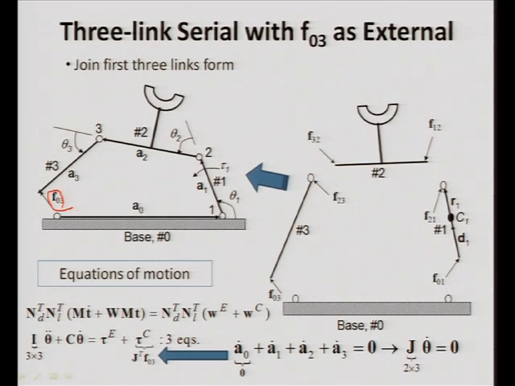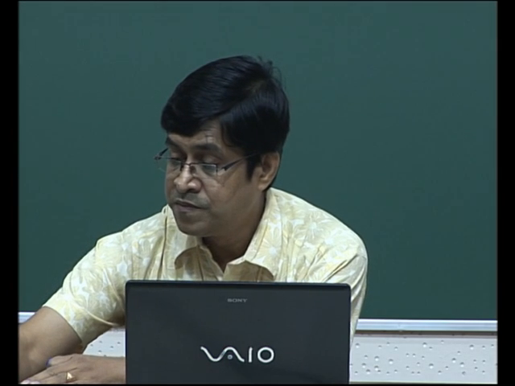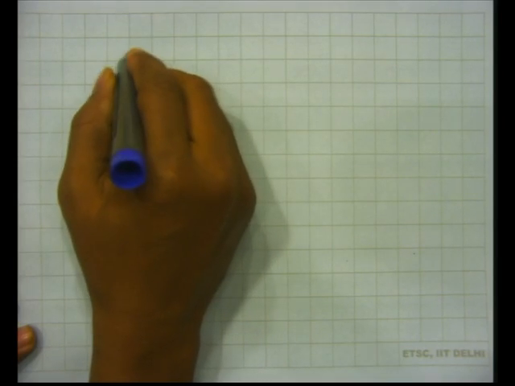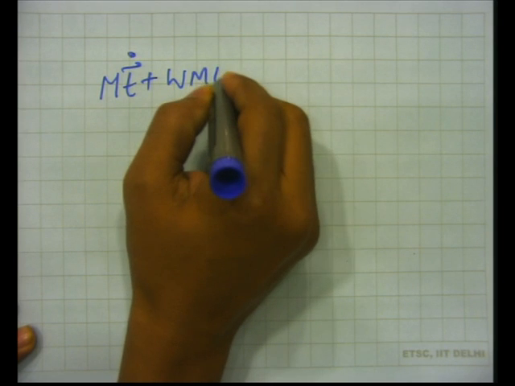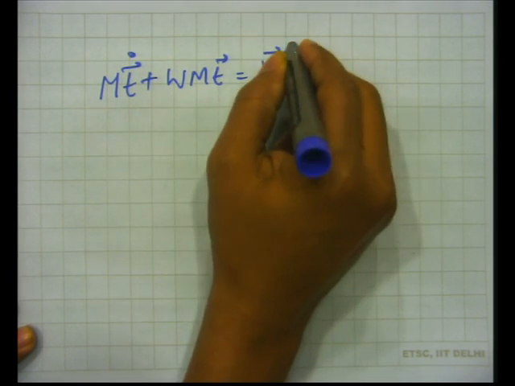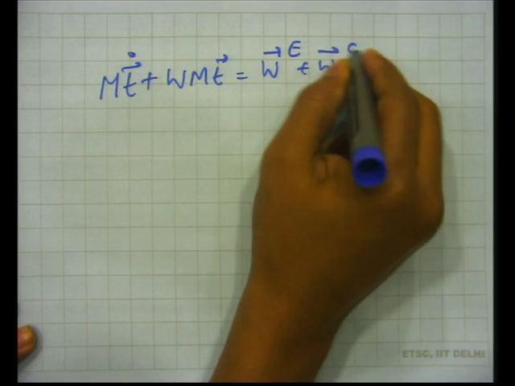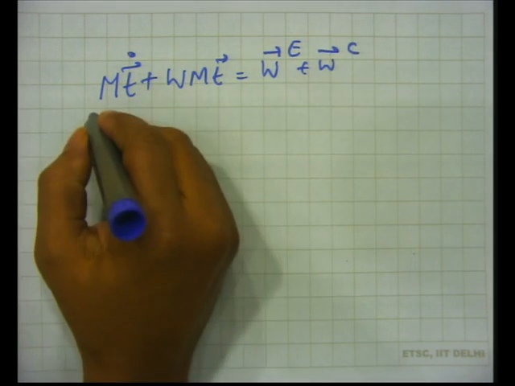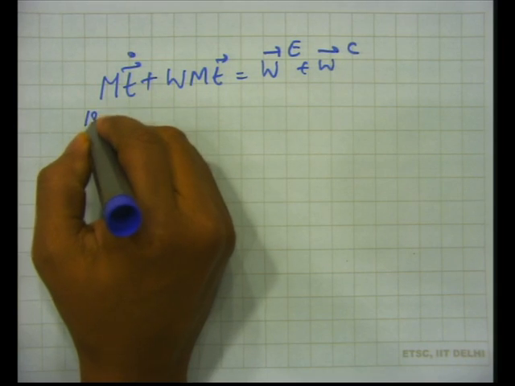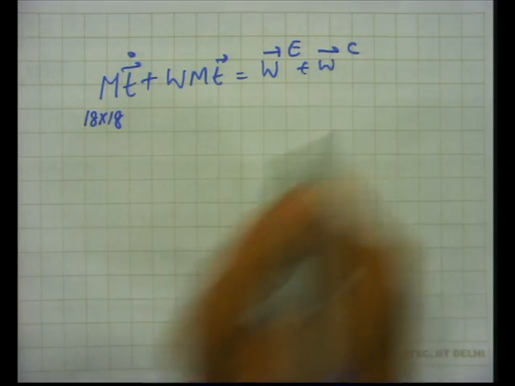But now, my equation of motion will look like, it is a 3 link system. So, I theta double dot plus C theta dot equal to tau E, which is the external actuating torques, plus tau C. Let us go to the paper to explain this aspect in a little more detail. So, I have M t dot plus W M t is equal to W e plus W c. For a 3 link system, I know this will be 6n, that means an 18 by 18 matrix, and so on and so forth.